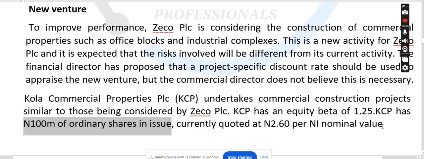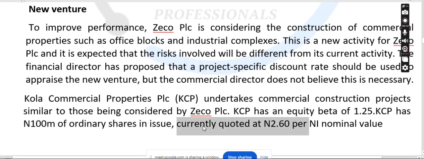Is that not so, class? Yes, sir. Okay. So 100 million divided by the nominal value will give you the number of shares. So when it gives you the number of shares, what is the value of equity? This is the current market price, right? You just multiply the number of shares times the current market price.